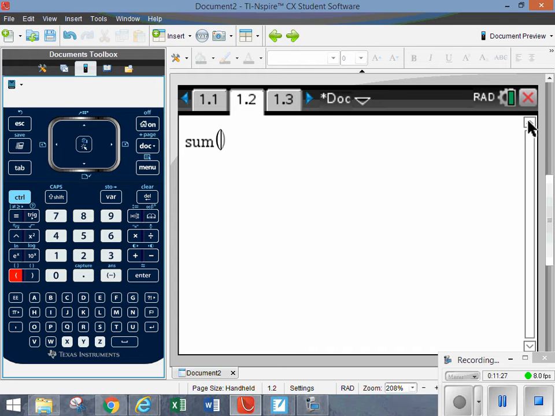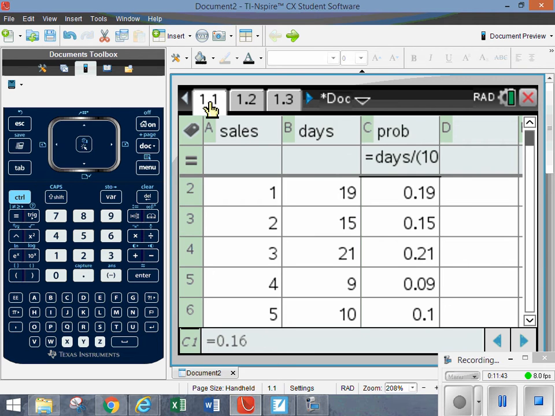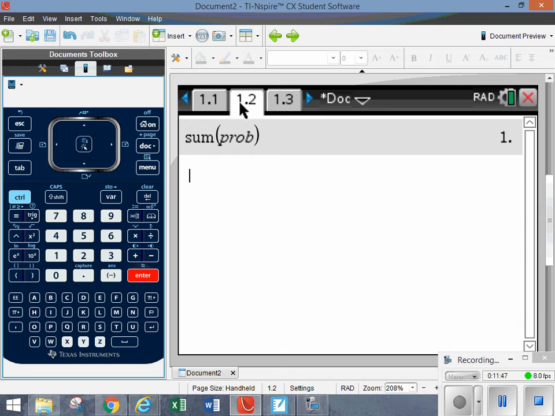And what do we want to sum? We want to add up all those probabilities, right? We named it prob in this list over here, right? We named that probability. So what this is going to do is add up everything in that column for us. Huh? It adds up to 1.